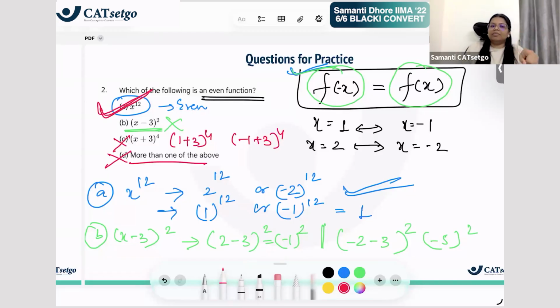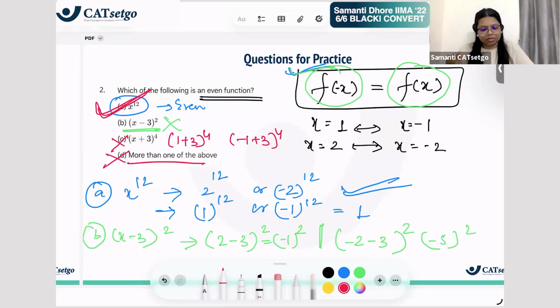Right? I read a comment, somebody ended up saying that D was the correct answer. Why? Because you ended up noticing just the powers. You saw that the powers are even, 12, 2, 4, and that is why it is even. It doesn't work like that, right? उसके अंदर का भी function देखो ना, x minus 3, x plus 4, x plus 3 कर दिया उन्होंने. So the value itself changes, right? Clarity on this as well.